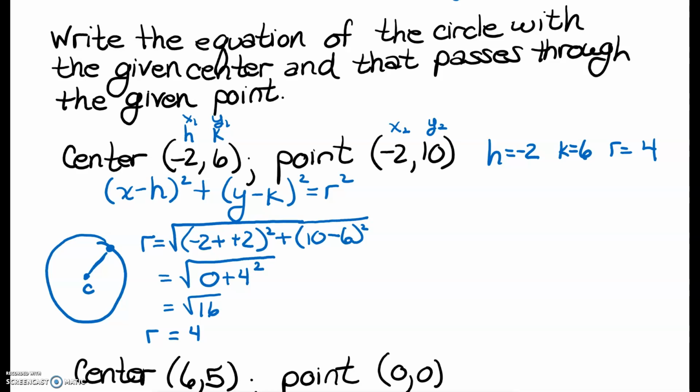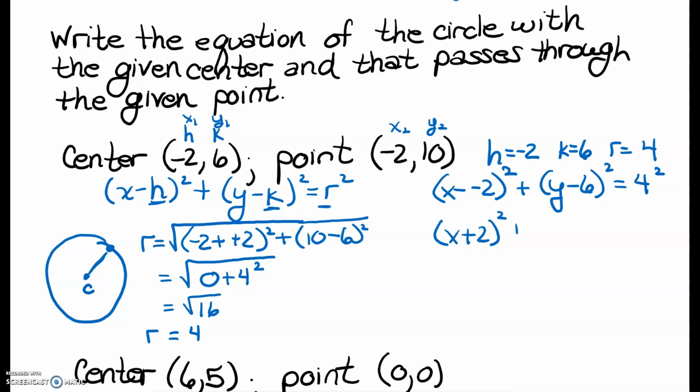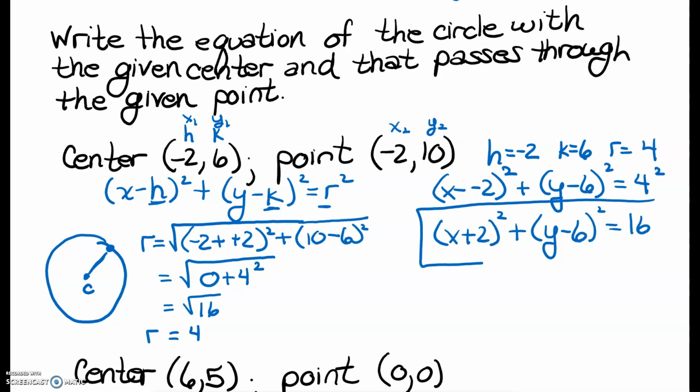Now that I have that, I'm just going to plug my values into my standard equation. So I get (x - (-2))² + (y - 6)² = 4². I'm going to get rid of my double signs. (x + 2)² + (y - 6)² = 16. And there's the standard equation.